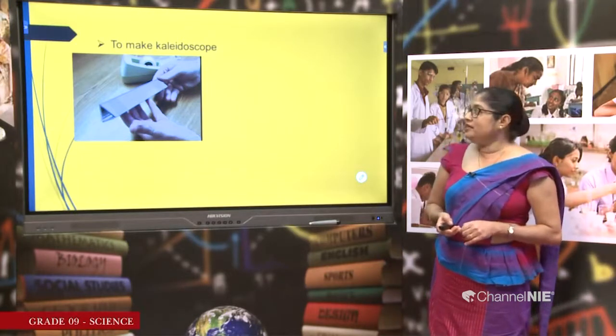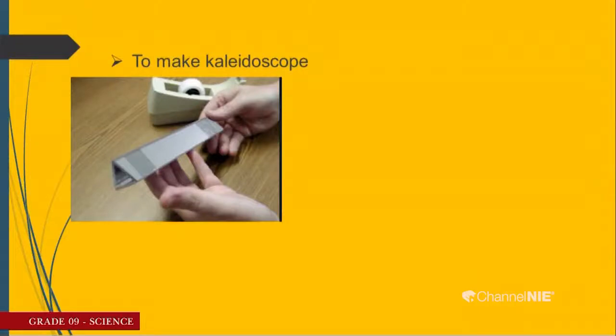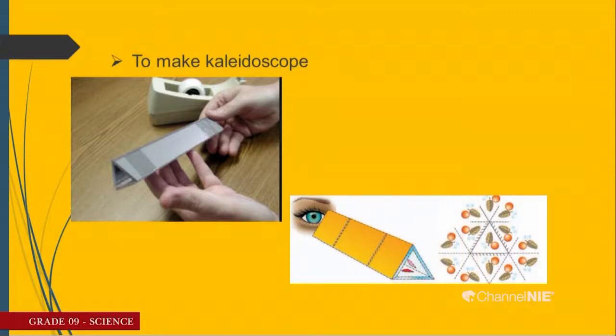To make this, we use three rectangular shape plane mirrors. We keep them in contact with each other at an angle of 60 degrees. We can fix it using a tape and then cover the kaleidoscope using color paper or black paper or whatever paper is available. At one end of the kaleidoscope you can put an oil paper.